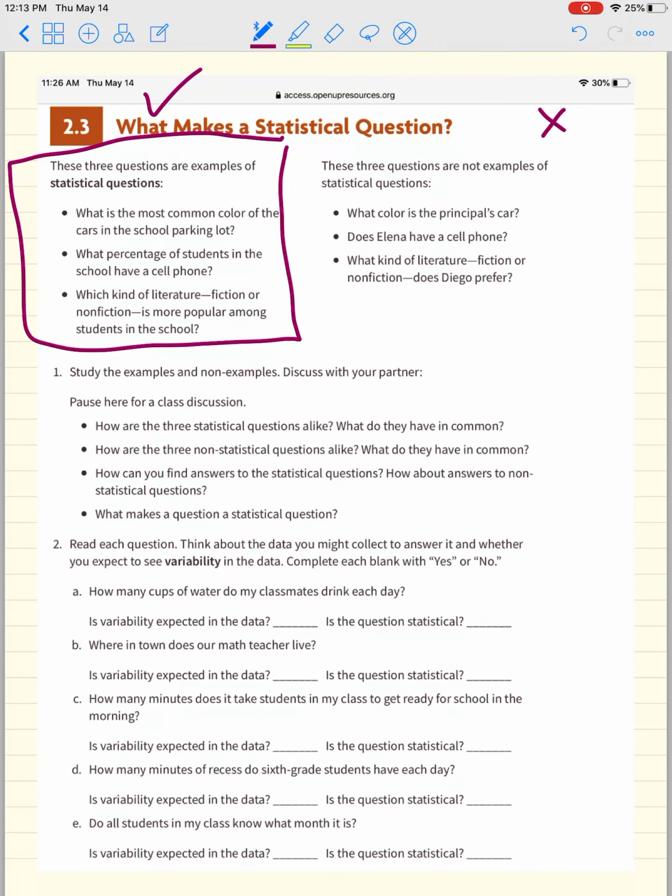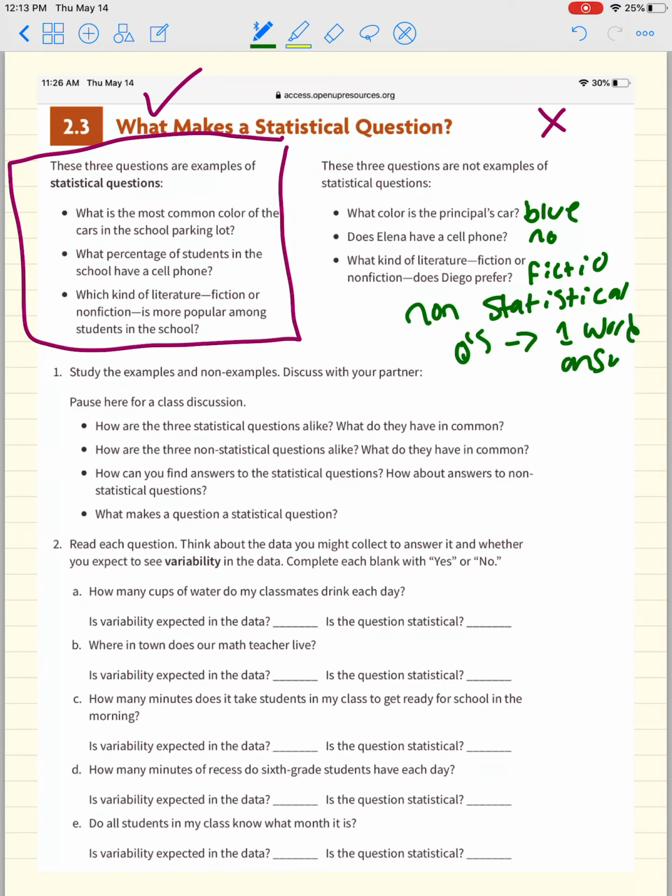Let's look at questions that are not statistical. What color is the principal's car? Okay, I could answer that with one answer. Blue. So I can't graph that, right? That's just a one-word answer. Does Elena have a cell phone? No. Okay, that's also a one-word answer. You can't graph it. What kind of literature, fiction or nonfiction, does Diego prefer? Fiction. So in non-statistical questions, you get one-word answers. You cannot graph the data that you receive from those questions.